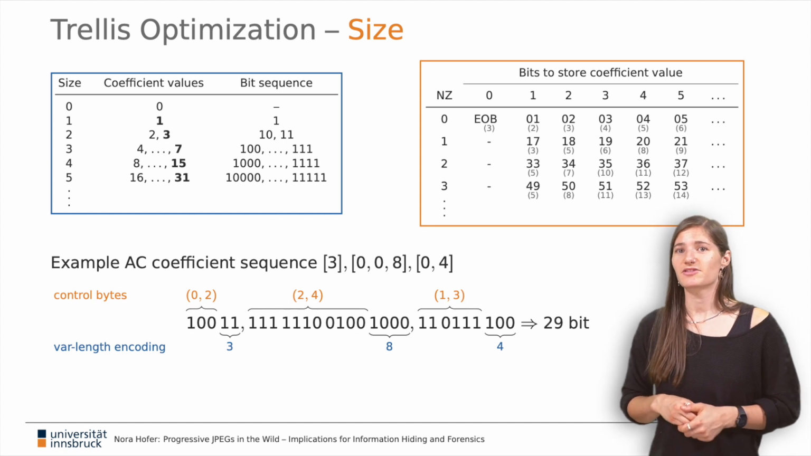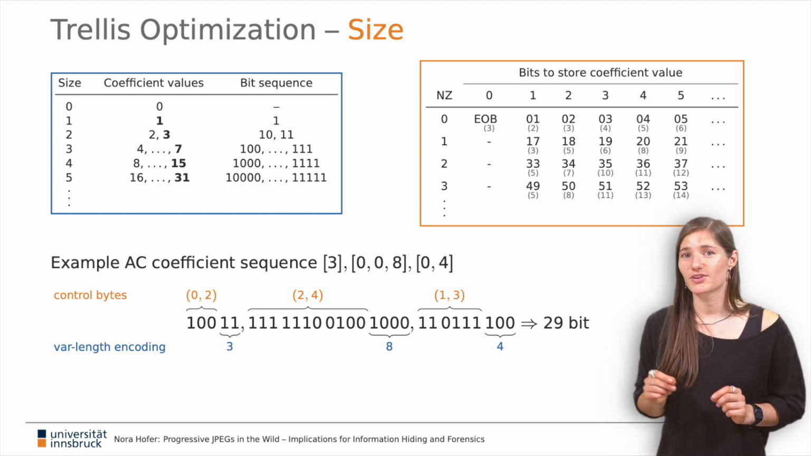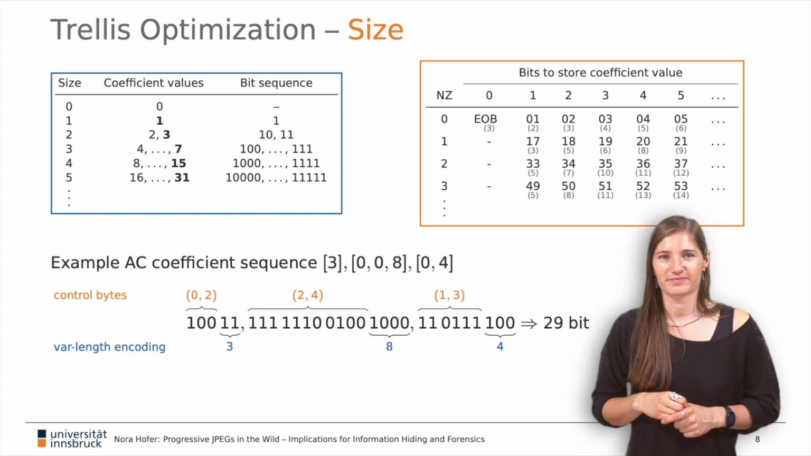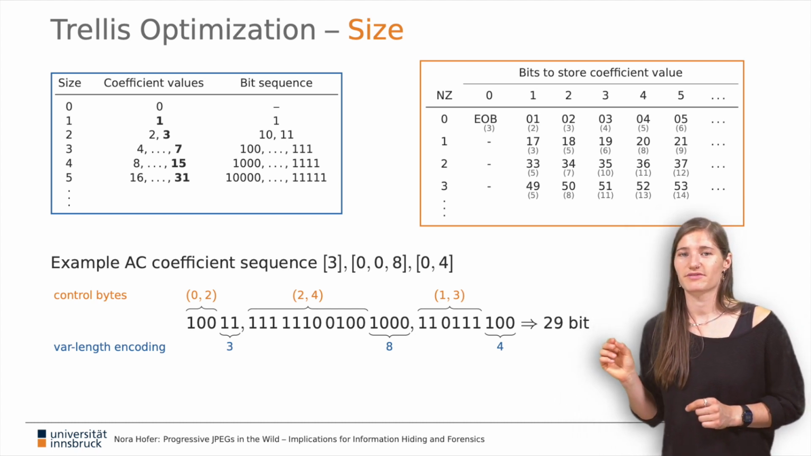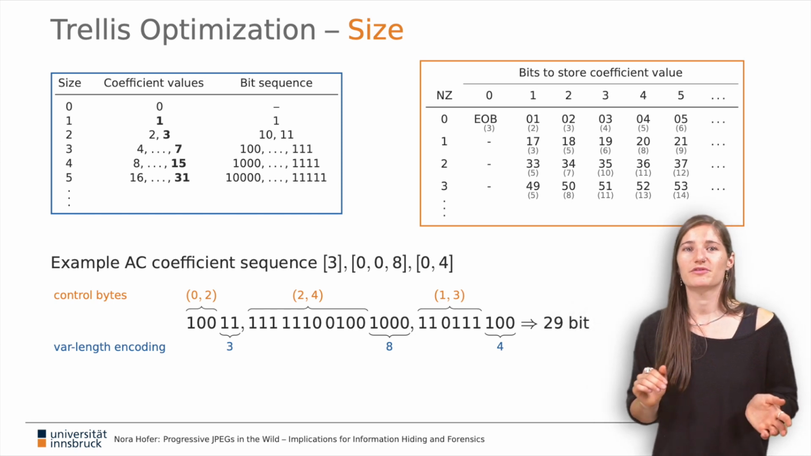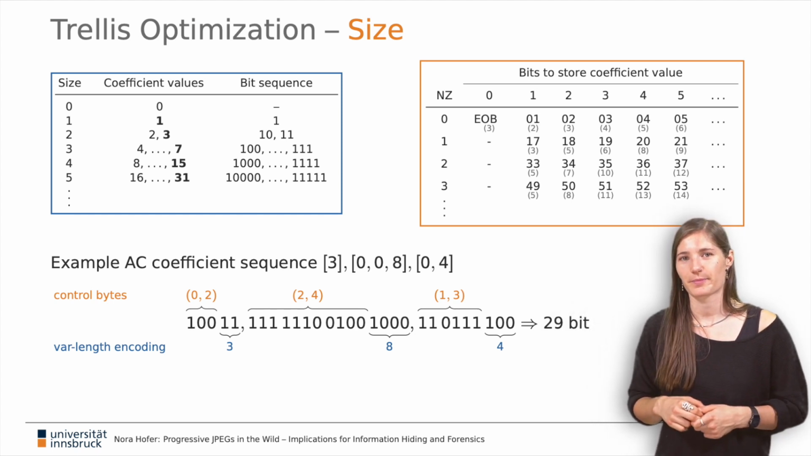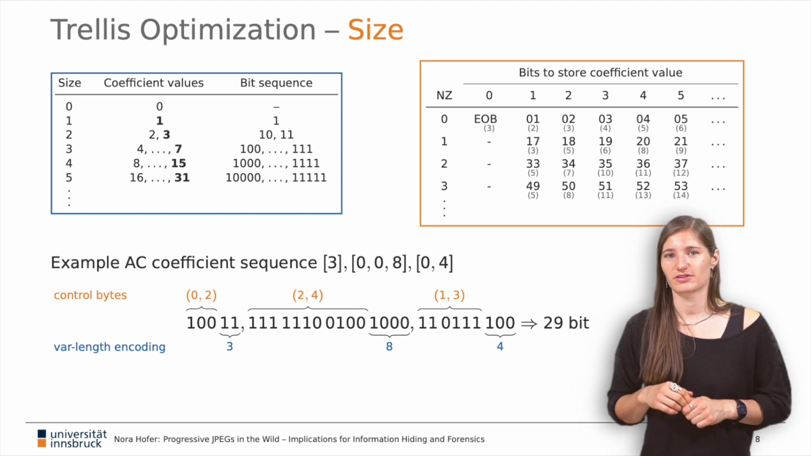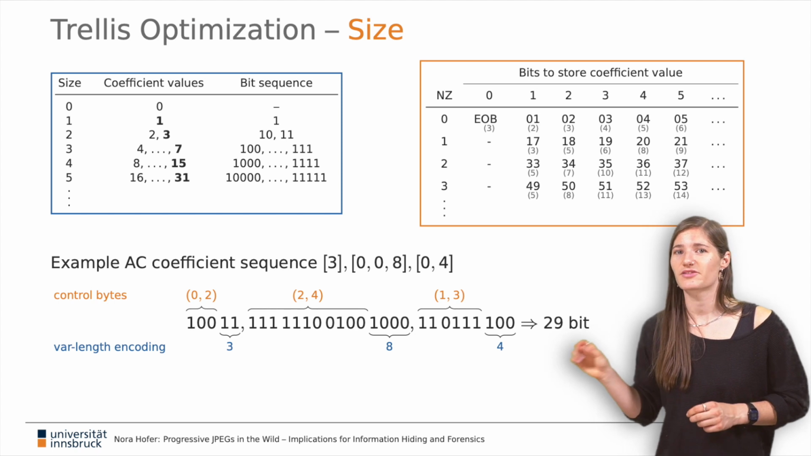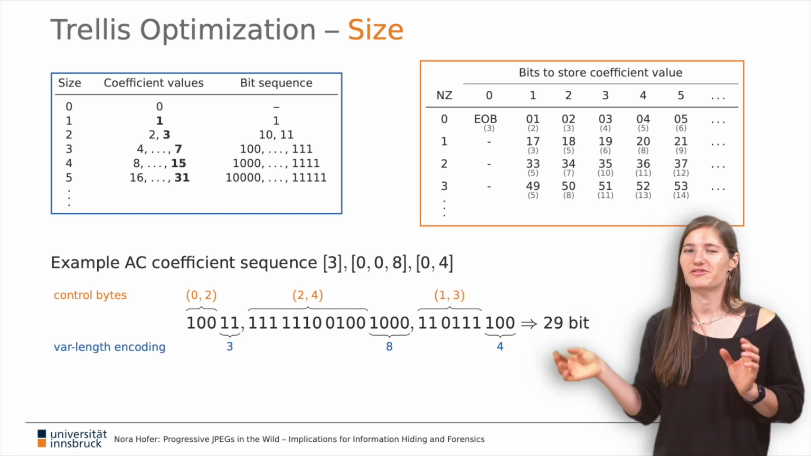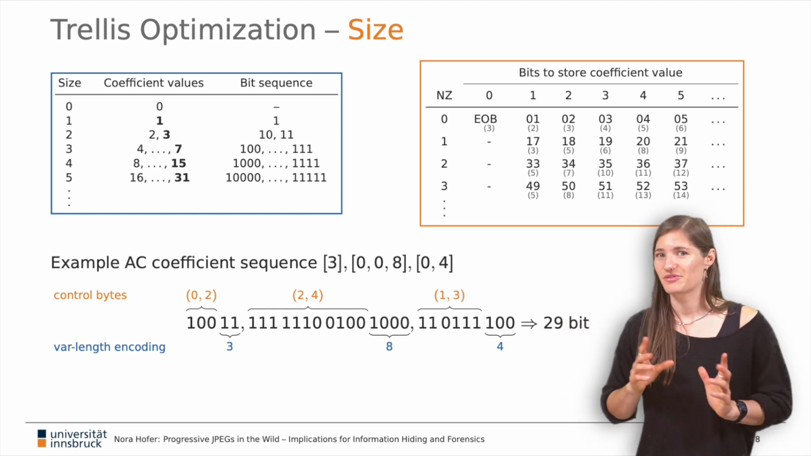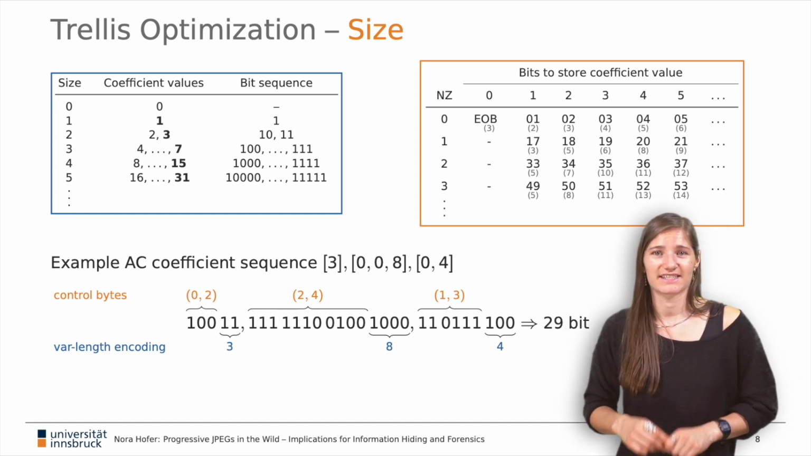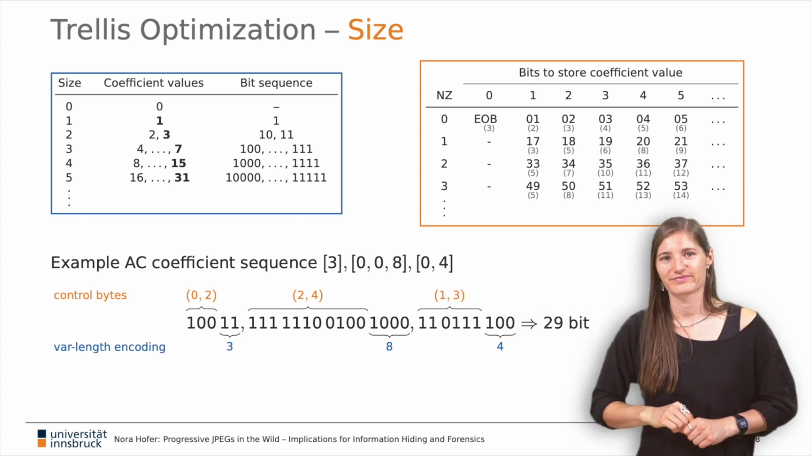Trellis quantization now tries to reduce the size. To do so, it uses the table on the left, that we will call size tree from now on. This tree contains coefficient values grouped in rows by the number of bits needed to represent them. Trellis quantization calculates the total bits it could save if it replaced a non-zero coefficient with the highest value of every lower size group. For example, for the coefficient 8, the alternative candidates are 7, 3, and 1.